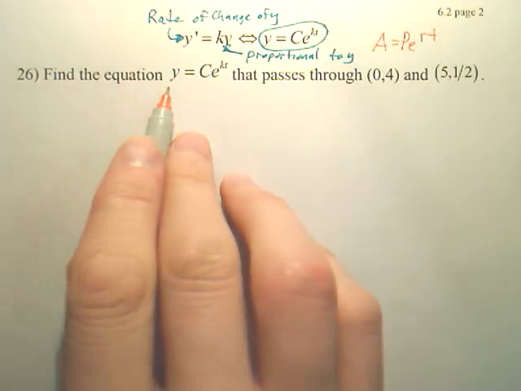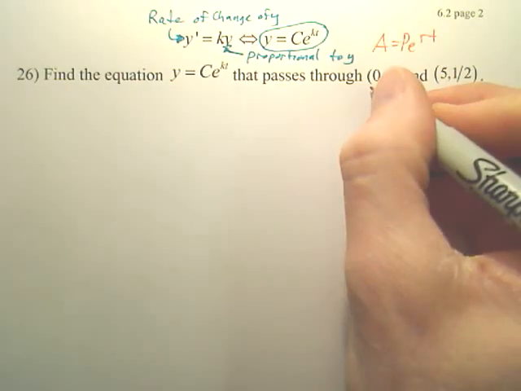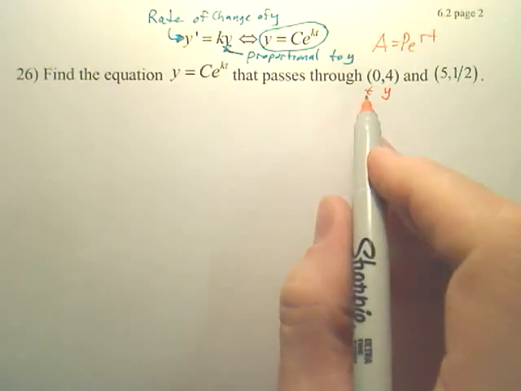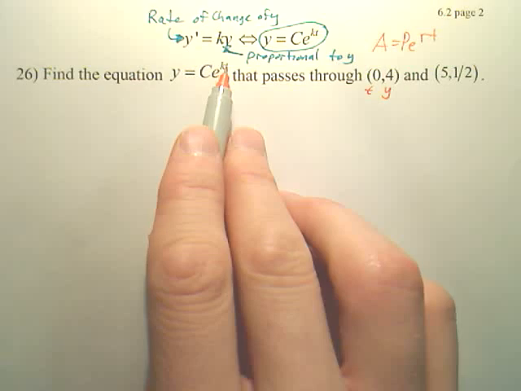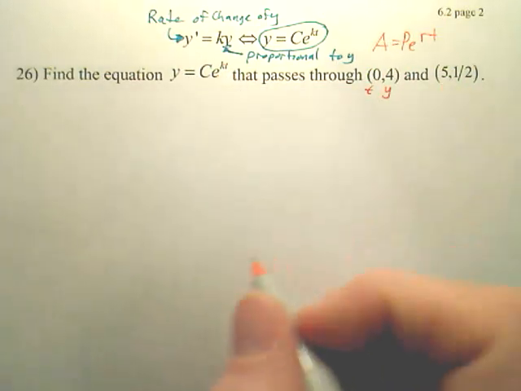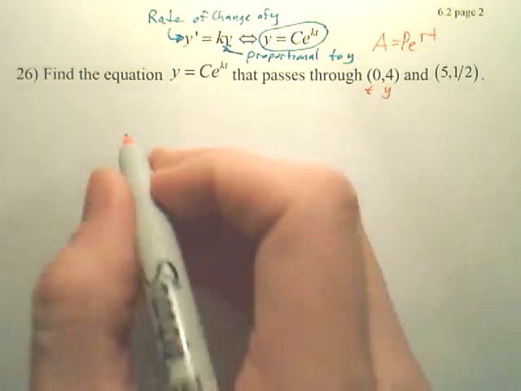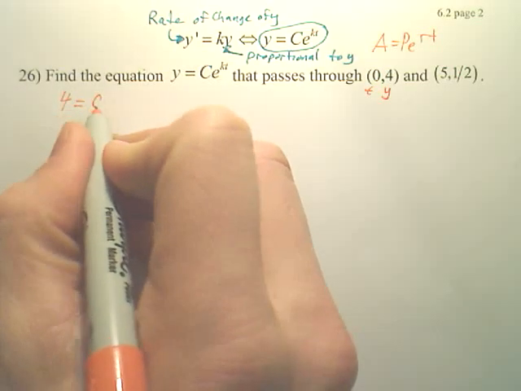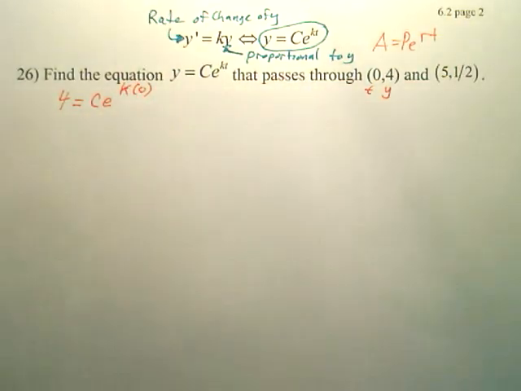So, find the equation in this form that passes through these 2 points. Now, what you need to first understand is this is your time and this is your y value. Normally it's x and y, but in this situation, it's t. T is your x. So in order to find the equation in this form, the first thing I want to do is plug in 0, 4. So if I take my equation, you get 4 equals c e to the k times 0.